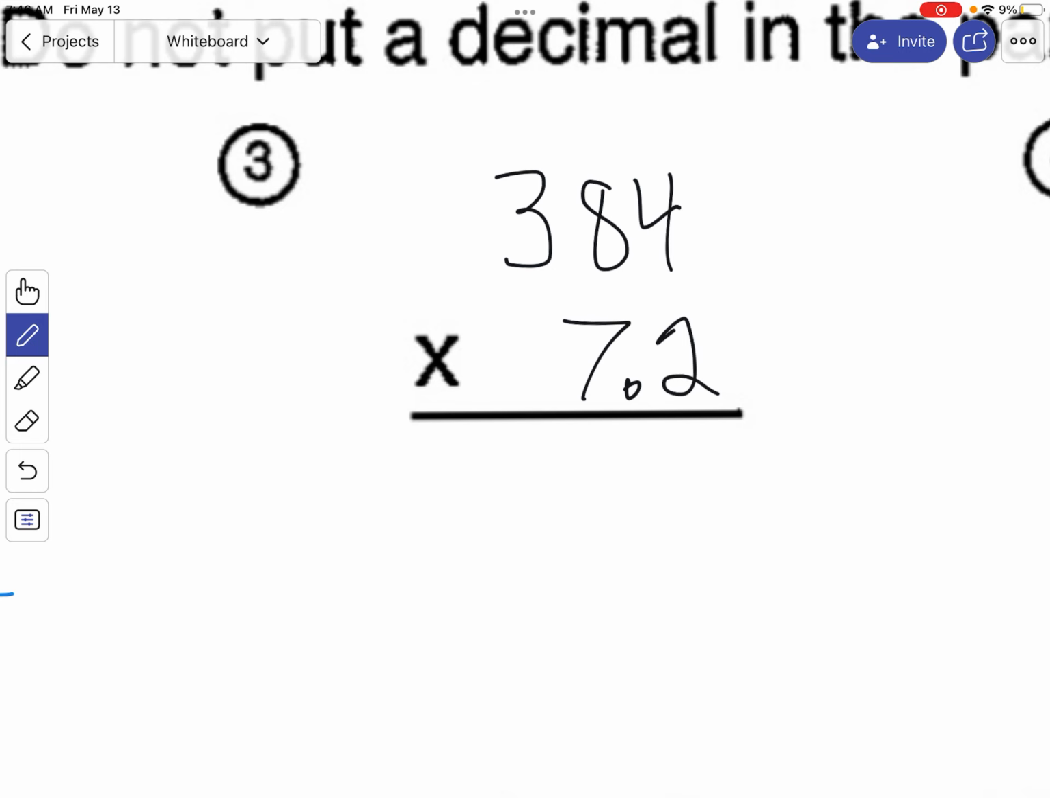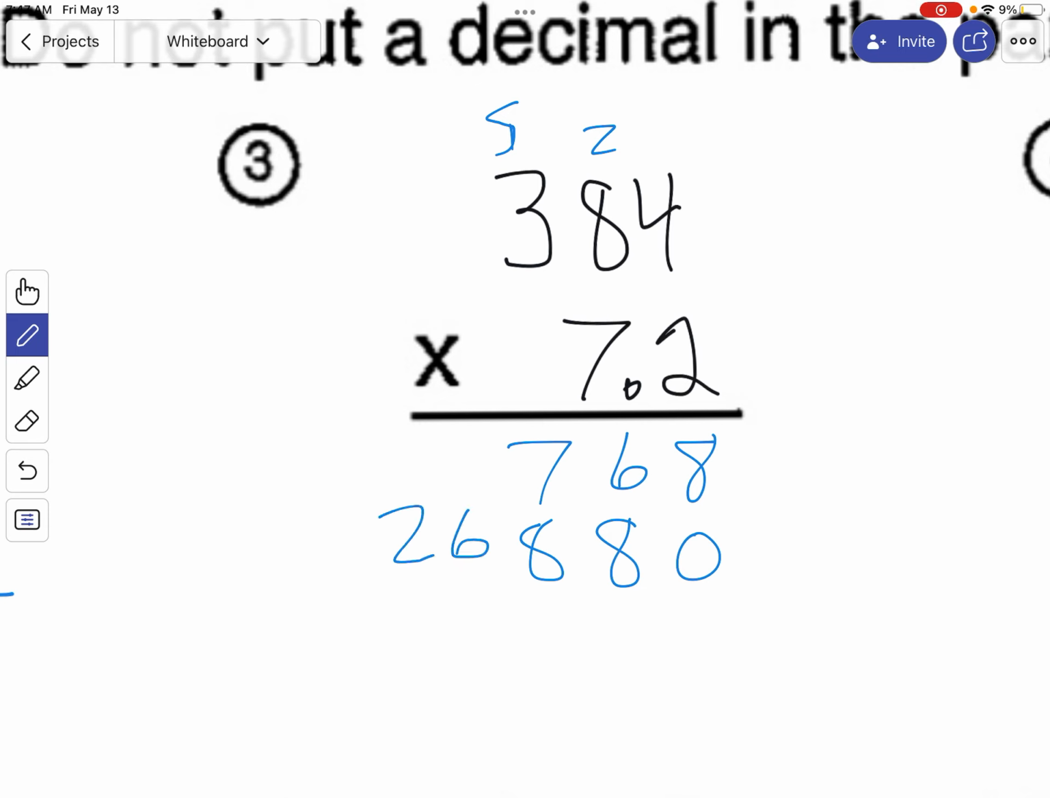Here's what you should have done. 4 times 2 is 8. 8 times 2 is 16. Regroup with the 1. 3 times 2 is 6 plus 1 is 7. And put the 0 placeholder. 4 times 7 is 28. Regroup with the 2. 8 times 7 is 56 plus 2 is 58. Regroup with the 5. 3 times 7 is 21 plus 5 is 26. And add them up. 26,648. Did you get it right?